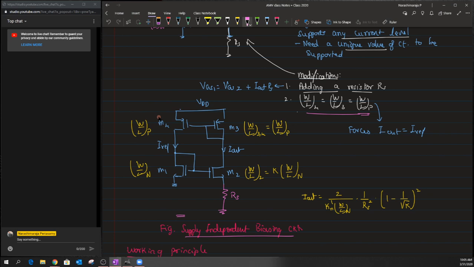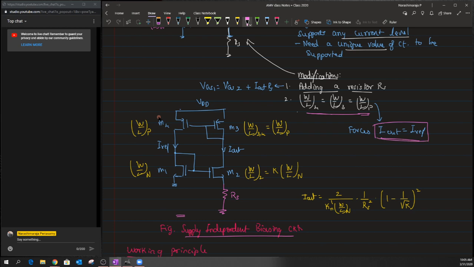Okay. So basically when we have this W by L factor for the PMOS transistors the same, it forces I out to be equal to I reference. So it is no more that the value of I out is K times that of I reference, but right now, because of this similar aspect ratio, we have this kind of relation. Okay, that is the first modification.